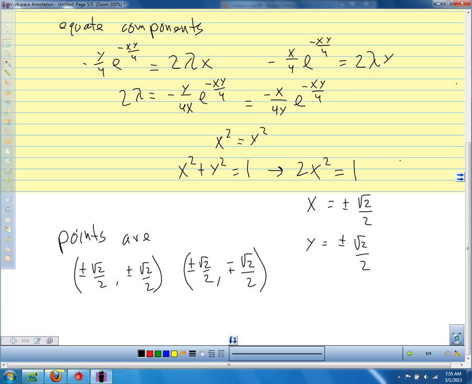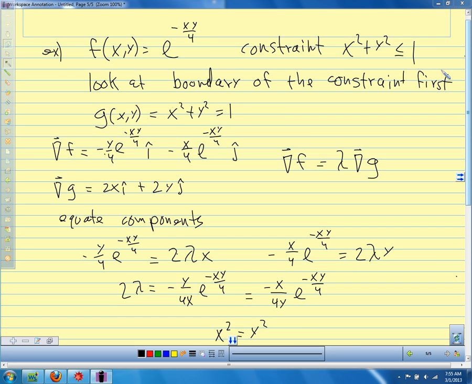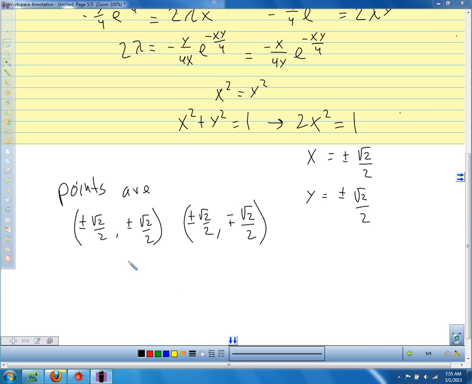If we substitute these into our function, we're trying to optimize, I get that f is approximately 1.1331 for the points having the same signs, and for these points I get f is approximately 0.8825. So I'm just substituting these values into my function. When they have the same sign, I get this value, and when they have opposite signs, I get this value. So these are the maximum and minimum values of the function on the constraint, 1.1331 and 0.8825.